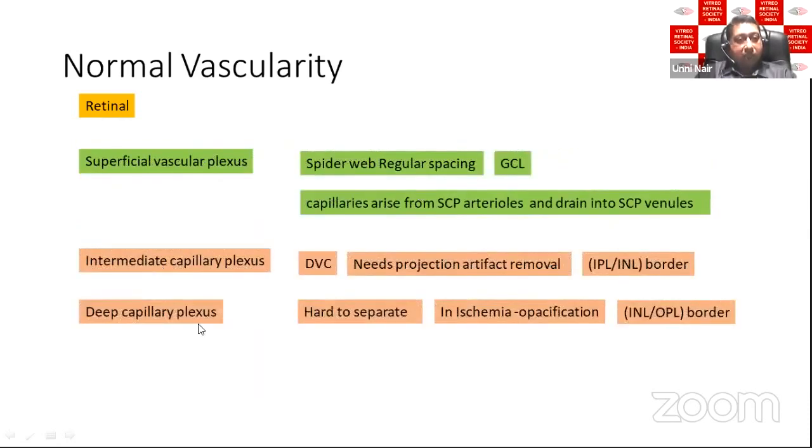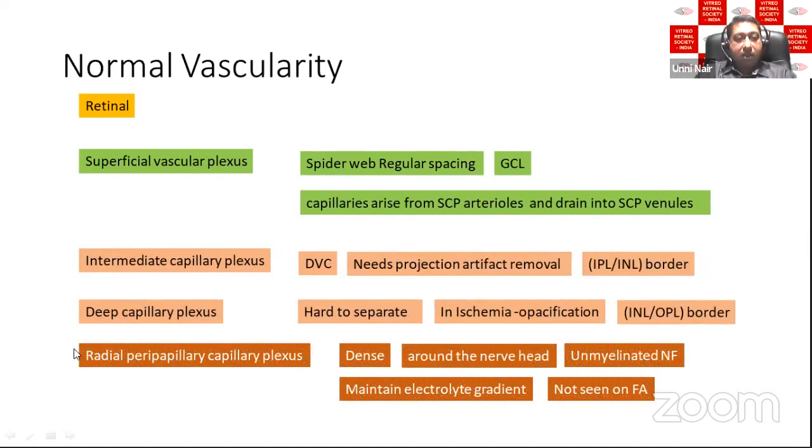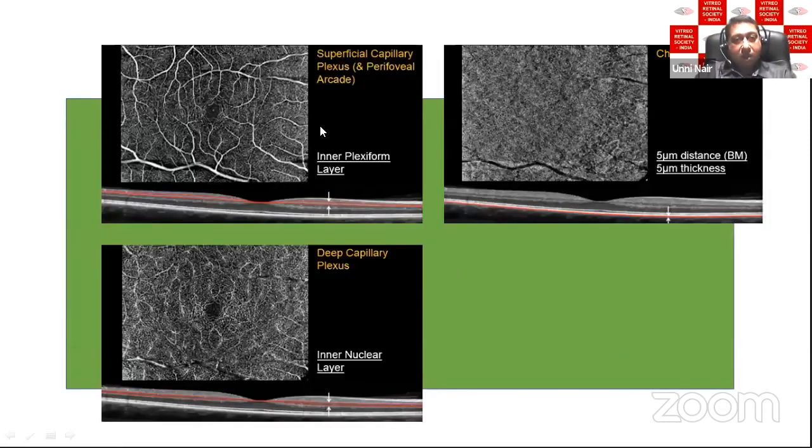You have your intermediate and deep capillary plexus together. They call it the deep vascular complex. It needs projection artifact removal to visualize because the superficial vascular plexus impinges onto it. The intermediate is at the plexiform border, and the deep is at the other plexiform border, which are both high metabolic areas. And these are the two areas that produce high reflectivity for projection artifact also. And then this particular plexus, the radial peripapillary plexus, is probably a birth child of OCTA, visualized by OCTA but not seen on FFA. And this is how the essential plexuses look.